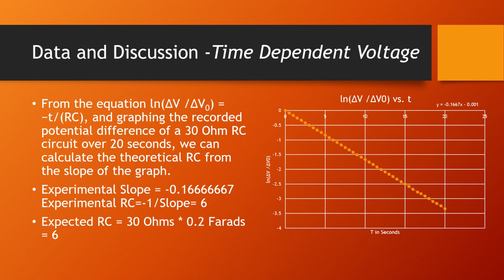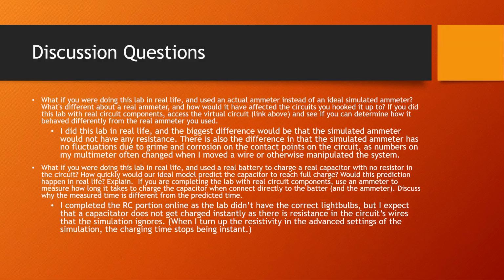Time dependent voltage. So we're doing the same thing, plugging in a battery to the RC circuit, removing it, and then letting the capacitor discharge itself on the light bulb. Now we're taking data of it so we can see the slope of this, and this slope can be used to calculate the time constant RC, which, because we're using an ideal simulation, gives us experimental discussion questions.